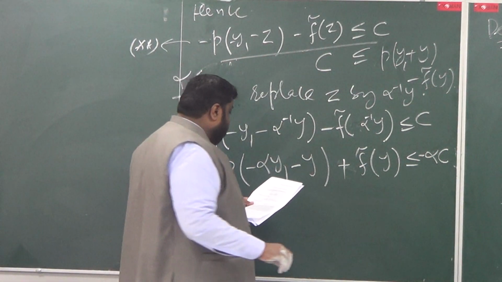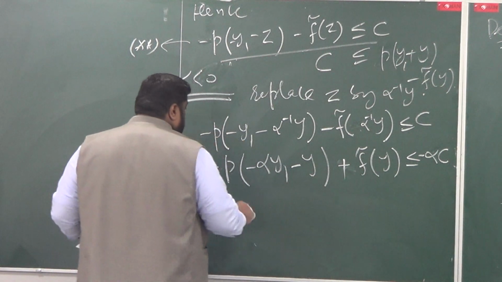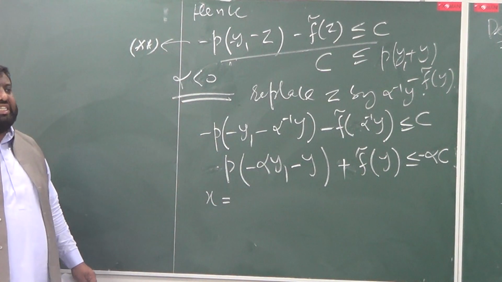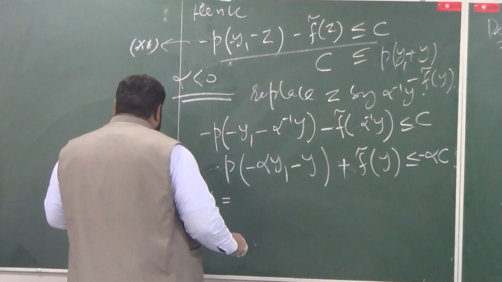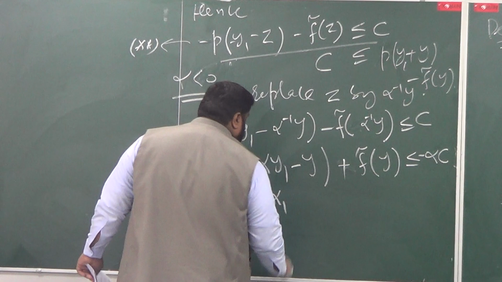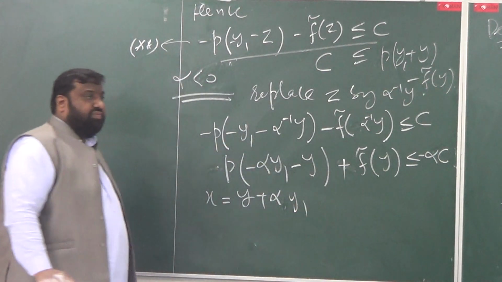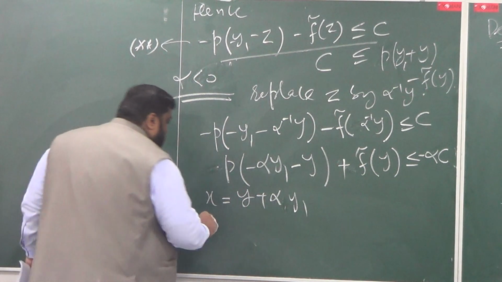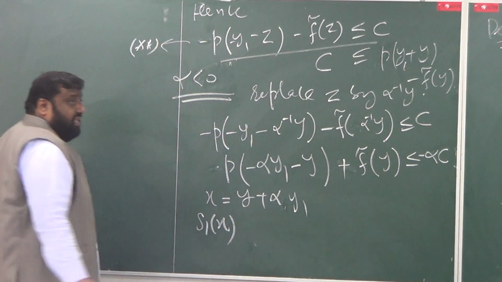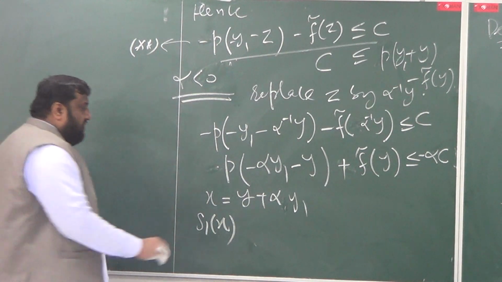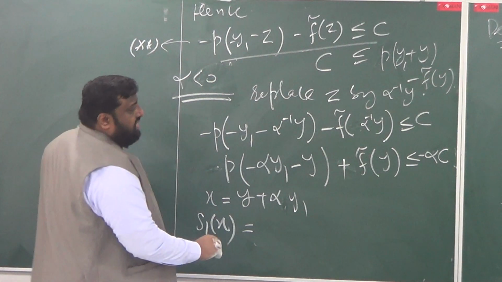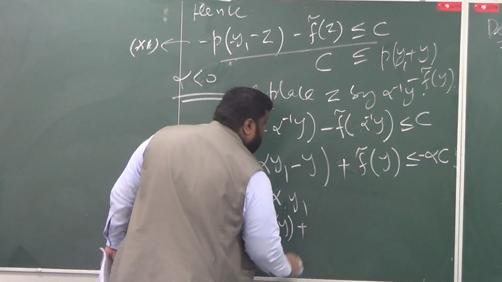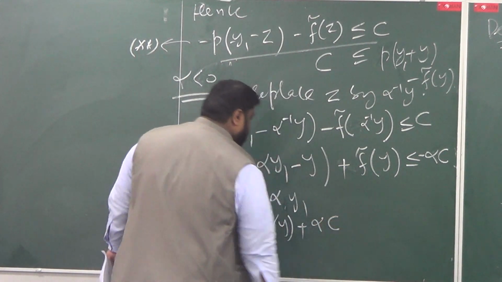But here is the thing. I know that any x in the space Y1 can be written as y plus alpha y1. So keeping this in view, consider g1 of x. What would g1 of x be? By definition, g1 of x is g1 of y plus alpha y1. So it's going to be f tilde of y plus alpha c. Agree?